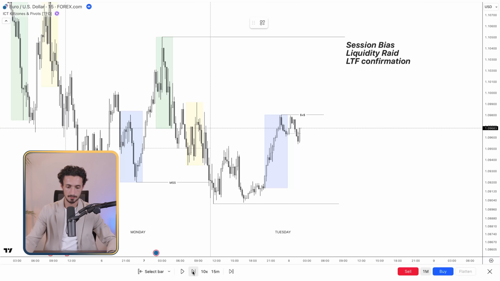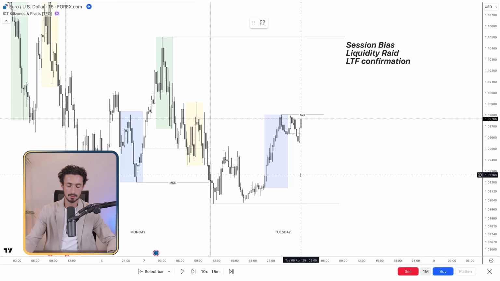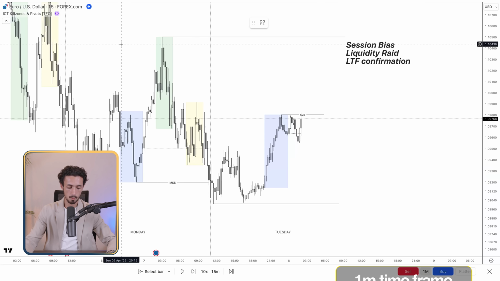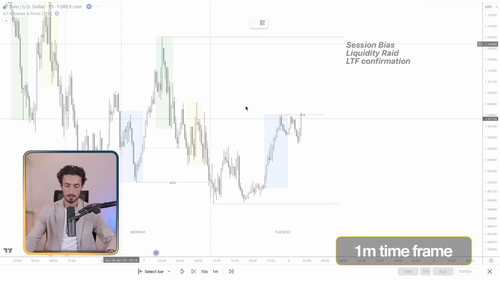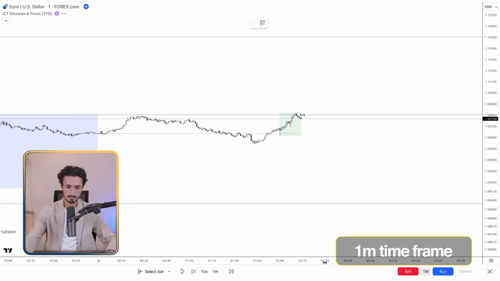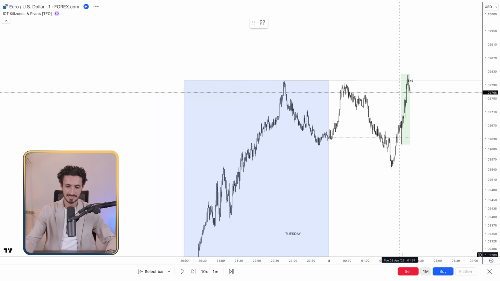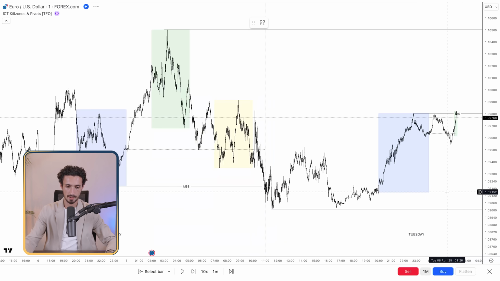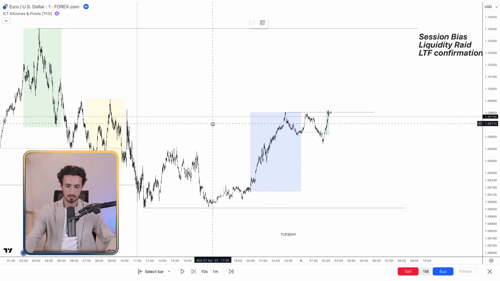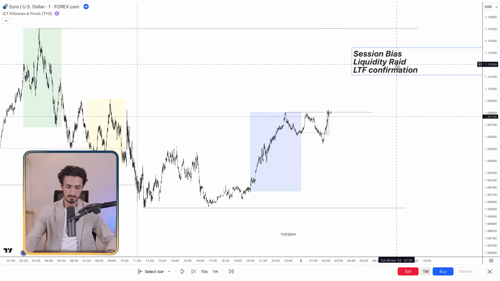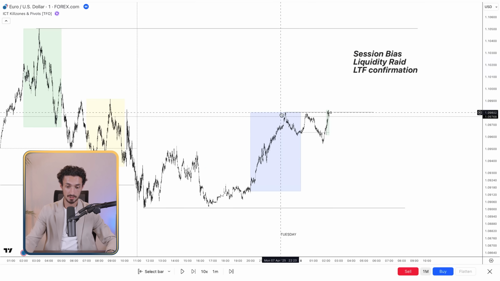So we are currently right now at 145. Next 15-minute candle, there you go. That is our London open. So if I go down to a 1-minute time frame, which is how we're going to get a lower time frame confirmation, what I can see is that we've had that liquidity raid. So step one was directional bias, right? Our directional bias, and then we had our liquidity raid. Liquidity raid was the run of this high.